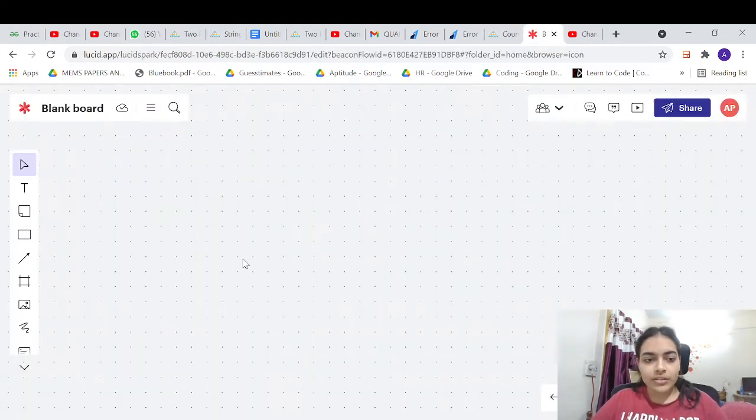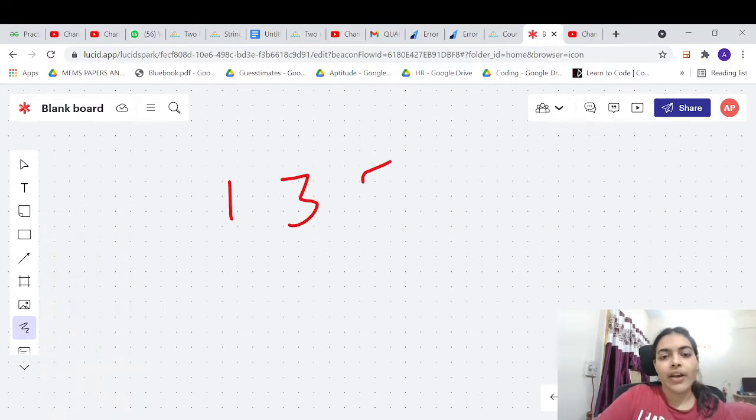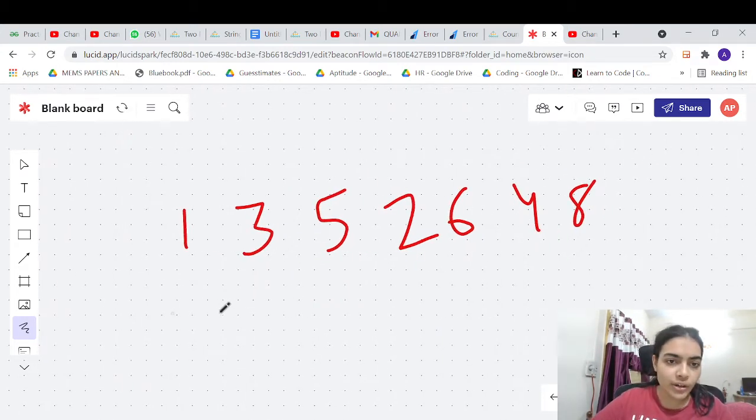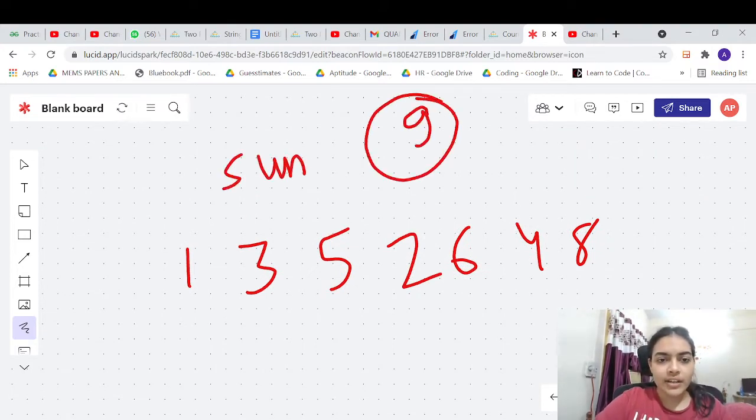Okay. So let's try to take an example to understand this. Let's take some random values: 1, 3, 5, 2, 6, 4, 8, something like this. Let's say that you are looking for subarrays which are having sum less than some value, let's say 9. If you exceed the sum 9, you cannot take the subarray.